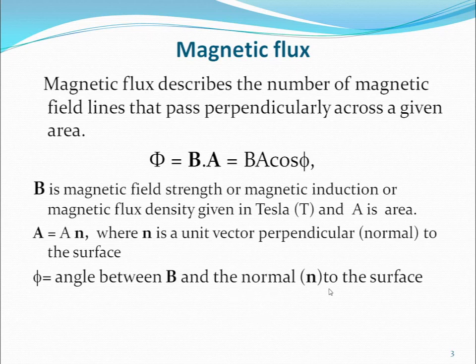The normal to the surface. We will see this supported with an example. But to start with, the SI unit of flux is Tesla meter squared. Magnetic field strength is Tesla. A is given in meter squared. And 1 Tesla meter squared is Weber. This is in the MKS system.